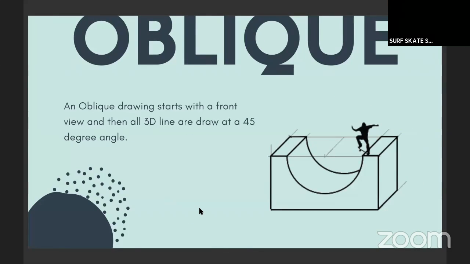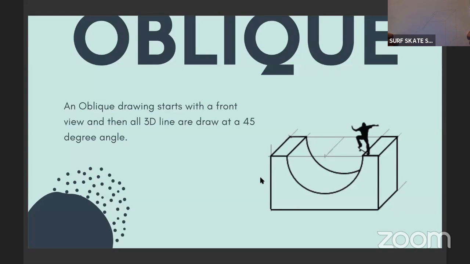All right, the next one's an oblique drawing. An oblique drawing starts with a flat front view of the ramp that you want to draw. And then all the 3D lines are drawn at 45 degrees. So here is an example of that one, a little sketch. And if you can't see the sketch very well, the presentation shows it. It shows this half pipe, and the 3D lines are drawn at a 45-degree angle.